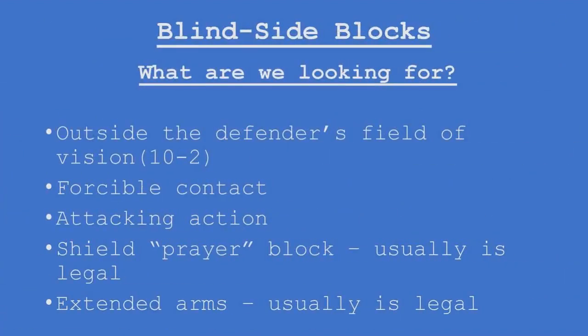So what are we looking for when it comes to blindside blocks? Obviously, we've talked about outside the defender's field of vision. We typically talk about that 10-2 range, which we've become familiar with from the blocks below the waist. The same type of philosophy applies when we're talking about a blindside block. We're also looking for forcible contact. So, that decleating, where the guy never sees it coming and he is ass over tea kettle.